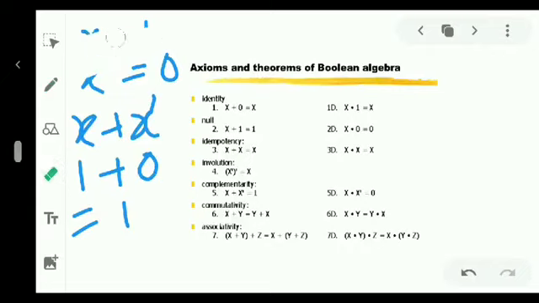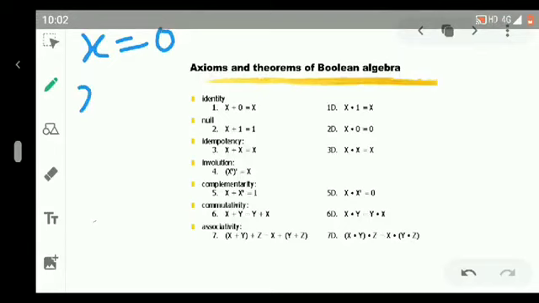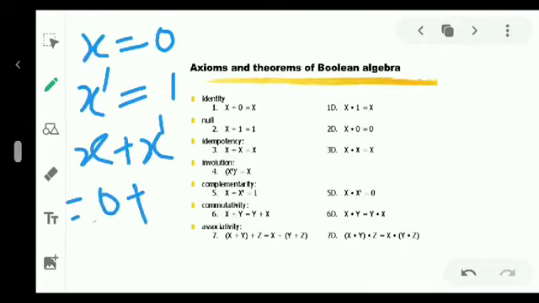Now we will check for the x value 0. If you check for that one, then what will be the output? X value right now I am taking 0. So x bar value will be what? 1. So x plus x bar then will be what? 0 plus 1. So answer is again 1. So it is proof. If you add x with the complement of its value, then we will get only 1 as a value.